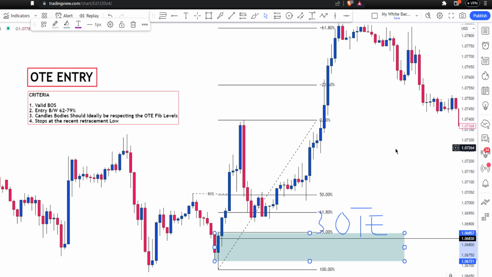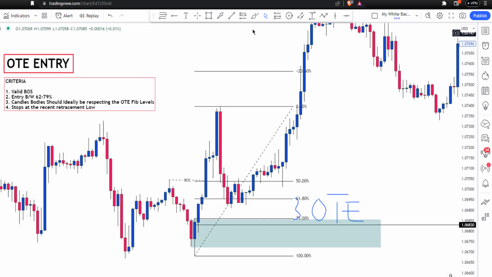Okay, so this is how you're going to see it. So these are the areas you expect price to react. Candle bodies should ideally be respecting the OTE Fib levels, and your stop loss is at the recent retracement low. So regardless of your time frame, if you're taking a trade from the 1 hour, your stop loss will be below the recent swing low. That is the recent low right here. And if you're taking a trade from a lower time frame, you're going to get a smaller stop loss to use. And that is the beauty of taking a trade from a lower time frame.